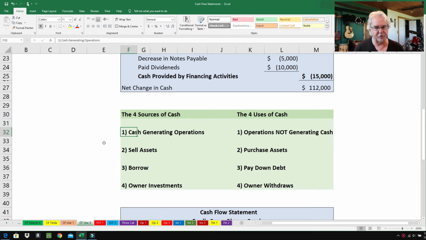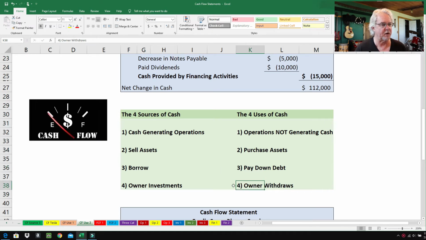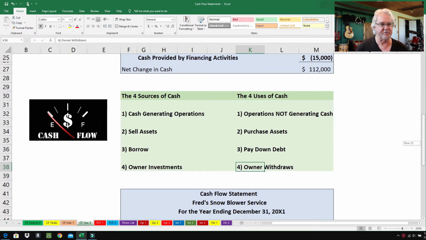Now, if you know the four sources, the four uses are easy because they are just the opposite. So the four uses, here we go. The first one is operations not generating cash. Well, that's the opposite of cash generating operations. And then we have purchasing assets rather than selling assets, and paying down debt rather than borrowing. And we have owner withdrawals rather than owner investments.